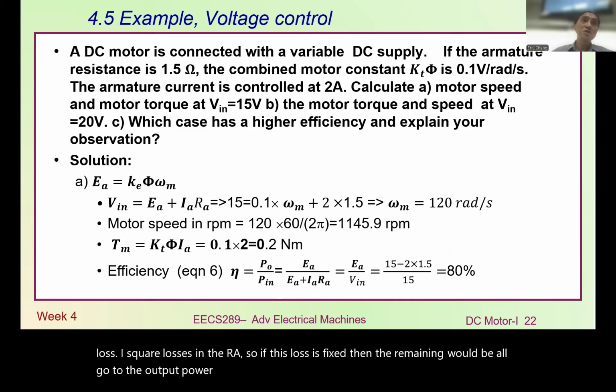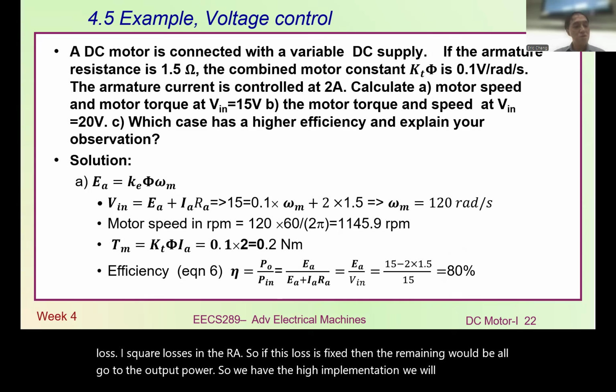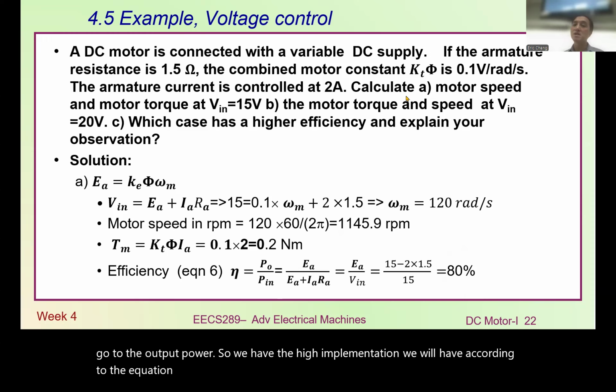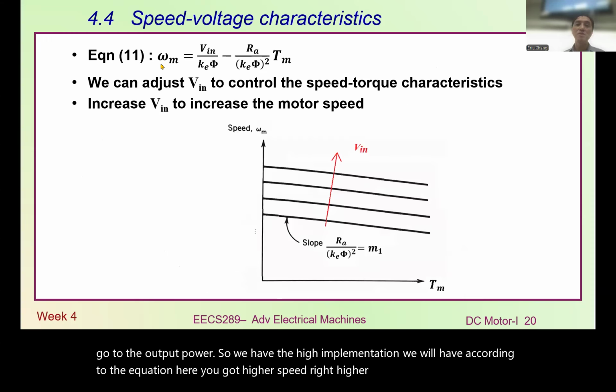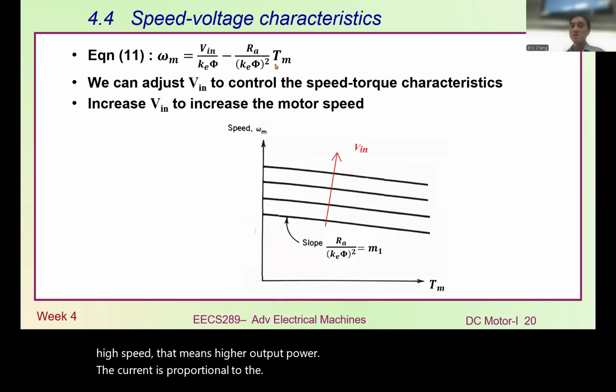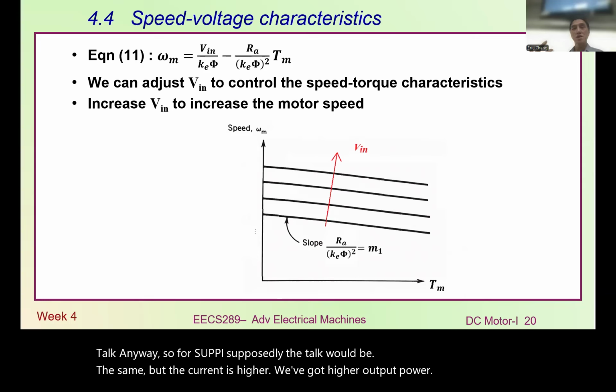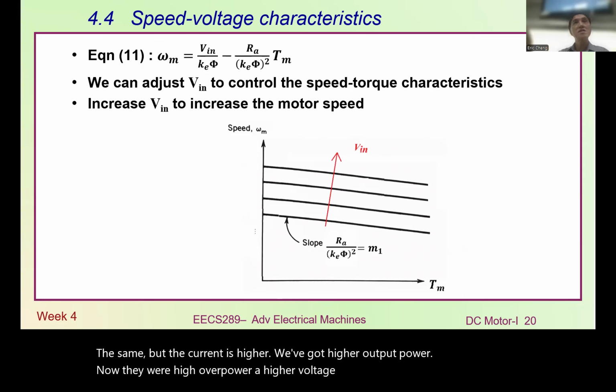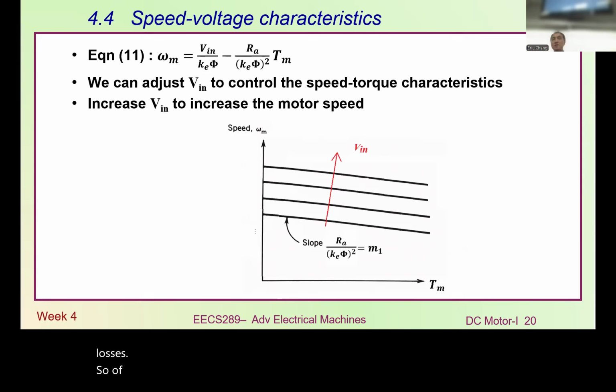So when we have the high input voltage, according to the equation here, you get higher speed, right? High voltage, you get high speed, that means higher output power. The current is proportional to the torque anyway. So supposedly the torque will be the same, but with higher voltage we get higher output power, and we only have a fixed power loss. So of course, high voltage gives higher efficiency. That's the concept we try to present here.